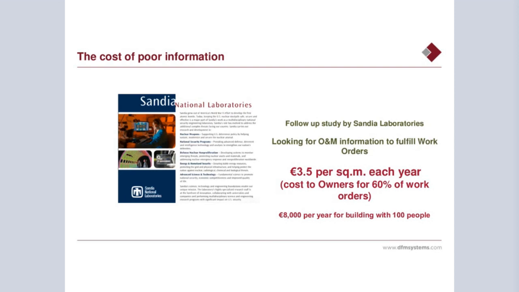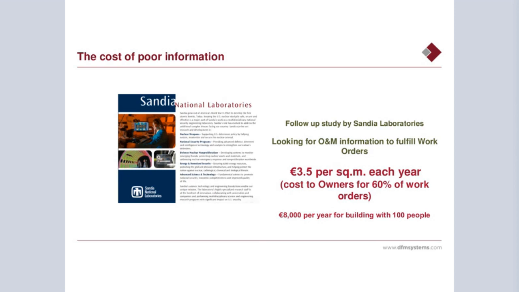One of the studies that we came across also detailed the cost of lack of information when trying to fulfill work orders, and it put a value of €3.50 per square meter per year, a cost to building owners for 60% of the work orders. They believed that 60% of the work orders executed cost €3.50 per square metre more because of the lack of information.